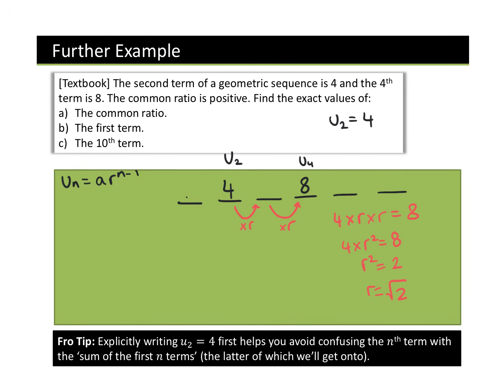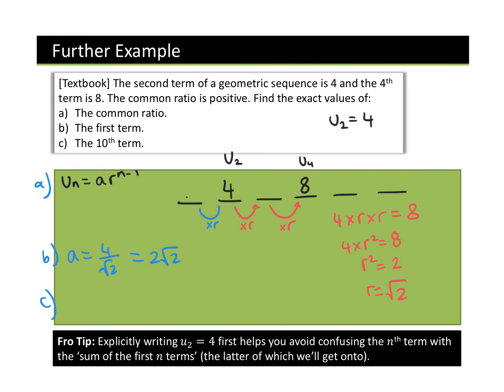So now, it wants the first term. Just a note, this could be plus or minus root 2, but it says the common ratio is positive. Please read the question. Okay, for the second one, so this is A. For part B, it says find the first term. So I can literally just divide by r. 4 divided by root 2, which equals 2 root 2 when I rationalise the denominator.